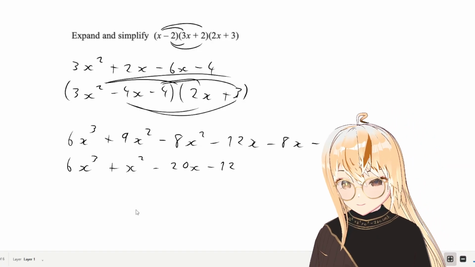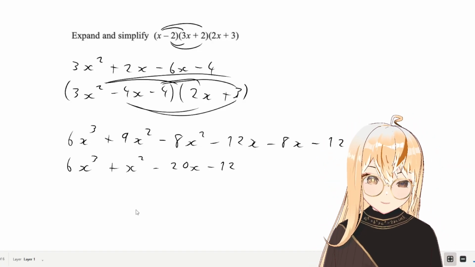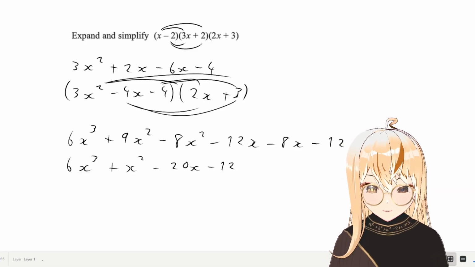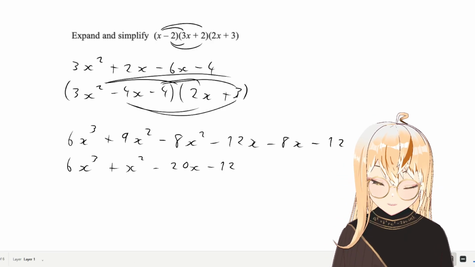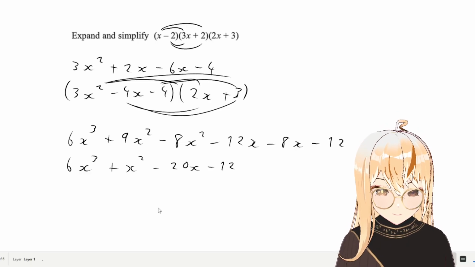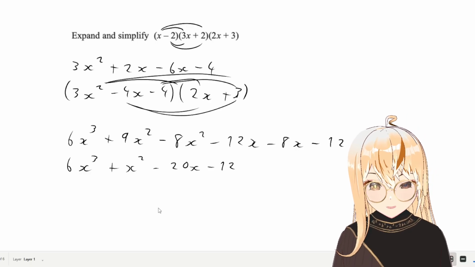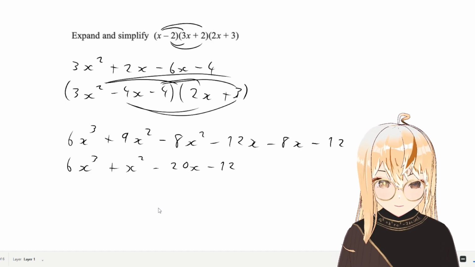Triple brackets may seem a little intimidating, but if you practice it a few times, I'm sure you can become confident at it easily. Don't be afraid by how many terms you get out, because if you do it right from the beginning, you should see that they should all collect together at the end.